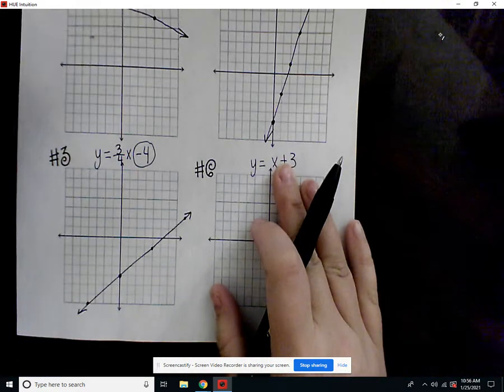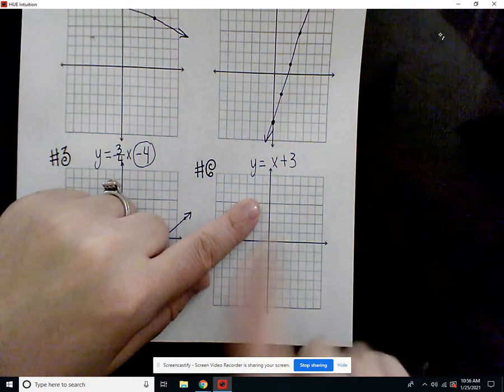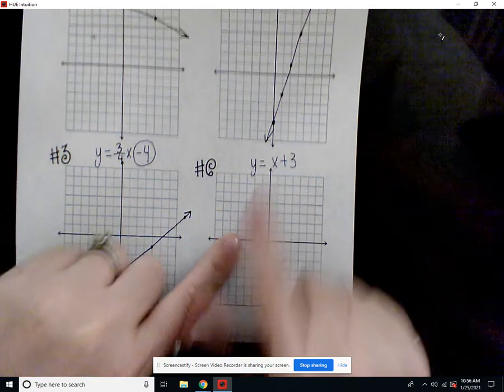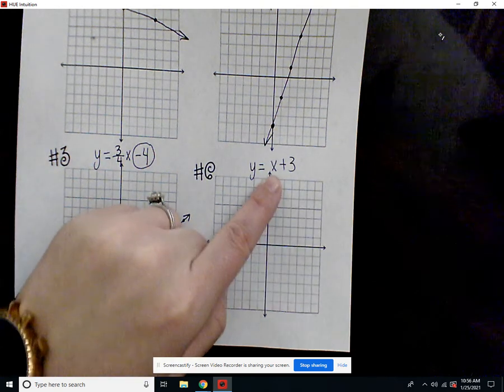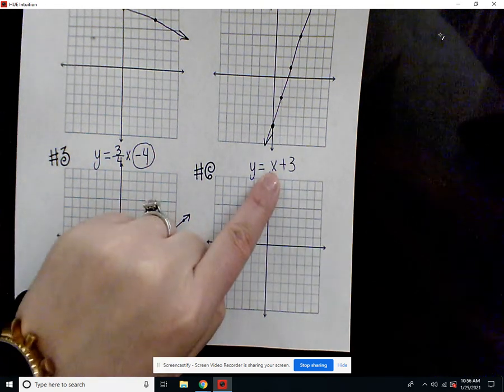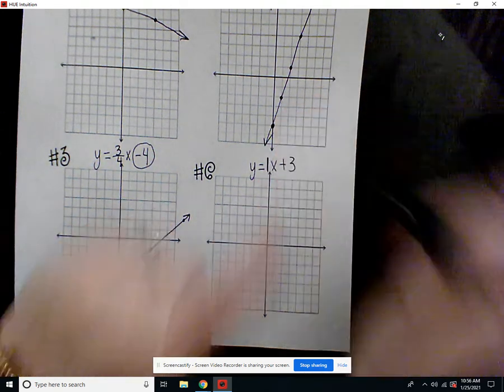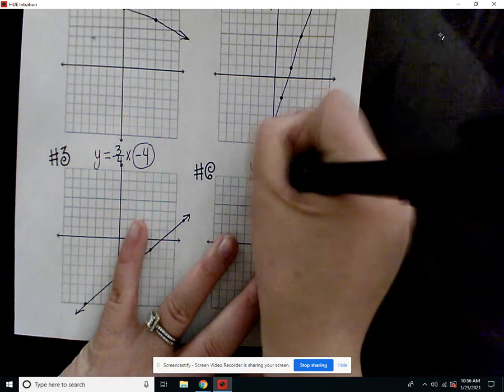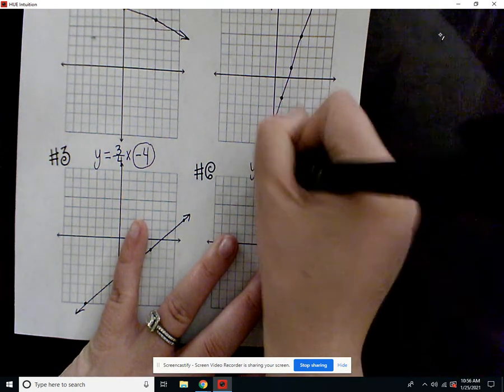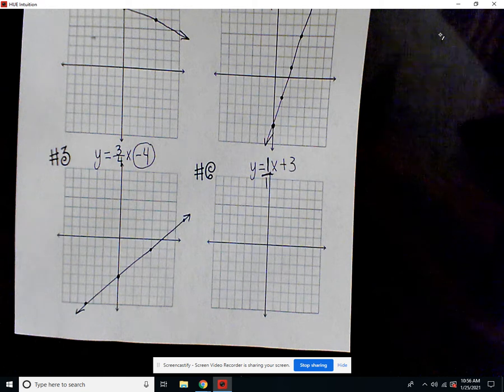All right, so let's look at this one. This one's even weirder than this last one. It's x plus 3. There's not a number in front. Okay, so what that means is, how many x's do we have? Well, there's 1, so I'm going to put a 1 in front. Okay, but it needs to be a fraction. So how do you make it a fraction? By putting 1 underneath. So now we have 1 over 1.